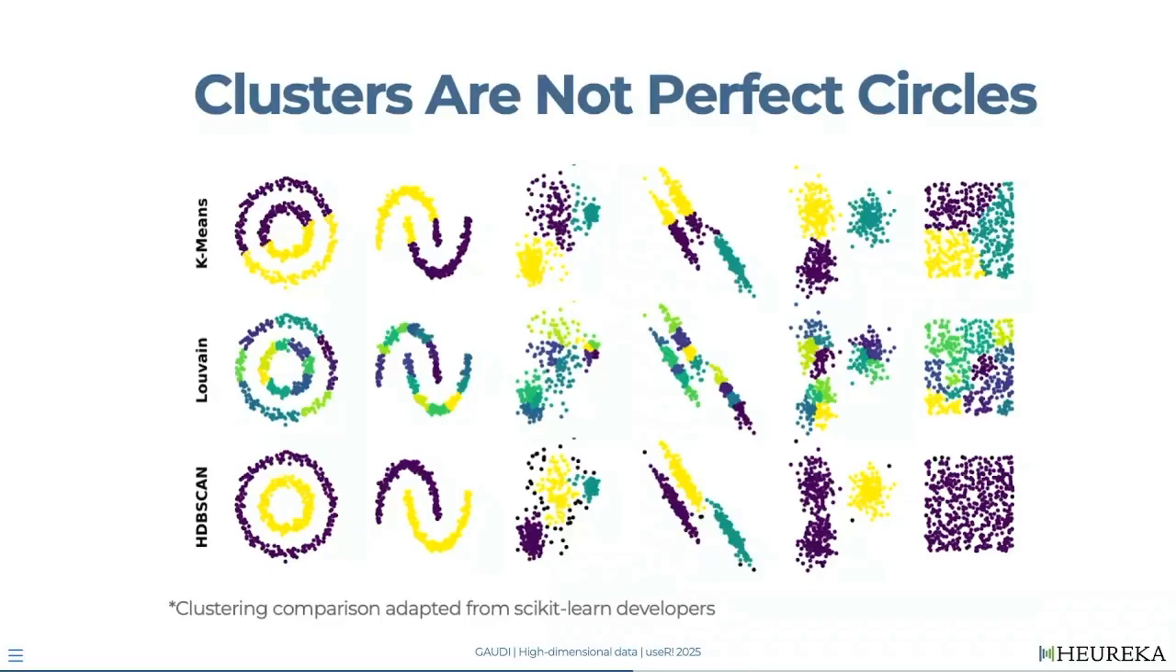The most used method, I think, would be k-means. The problem with k-means, great algorithm, but it assumes that clusters are like spheres. And really, again, in biology, if you've seen a single cell plot, clusters are not perfect by any means.